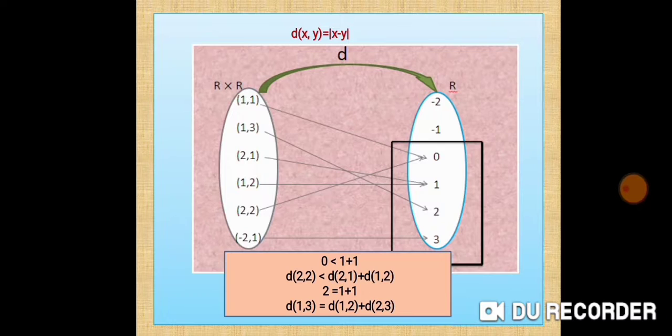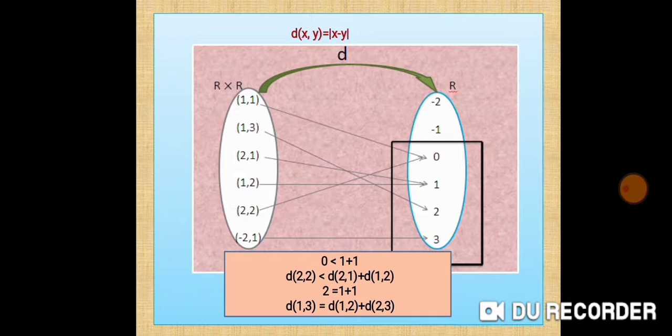Second one, d of (x, y) equal to 0 if and only if x equal to y for all x, y belongs to R. Here (1, 1) maps to 0 and (2, 2) maps to 0. Therefore, the distance from a point to itself is 0. Therefore, the second condition is satisfied.